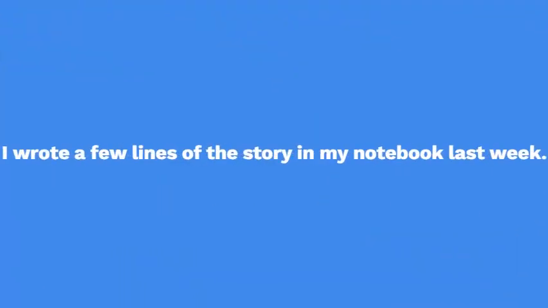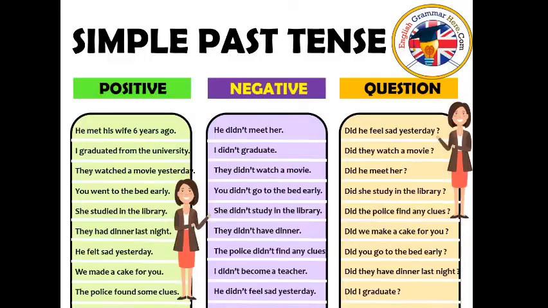Here, there are sentences in the past tense such as: I wrote a few lines of the story in my notebook last week. He went on exchange program 2 years ago. She ate the entire pie yesterday. I talked to Maria on the phone 5 minutes ago. So, we can say in each sentence the action was finished within a certain time frame.